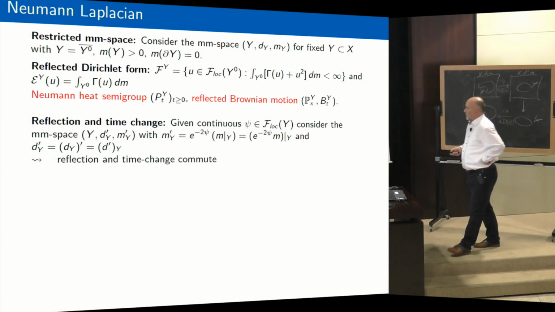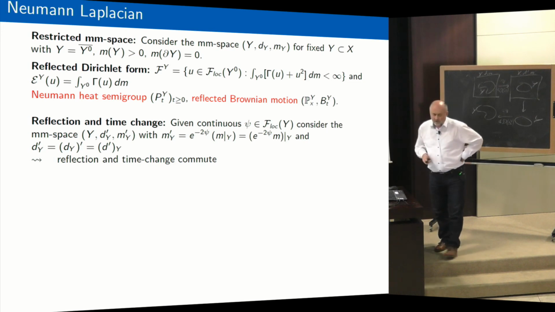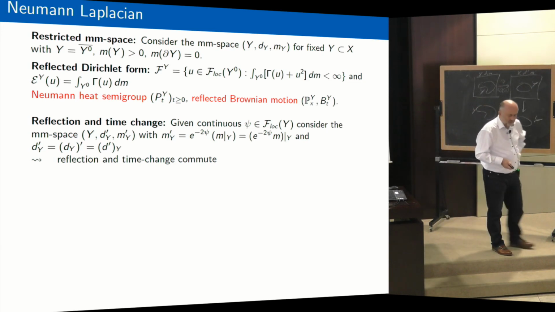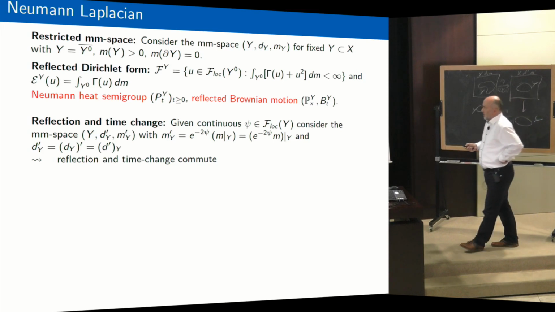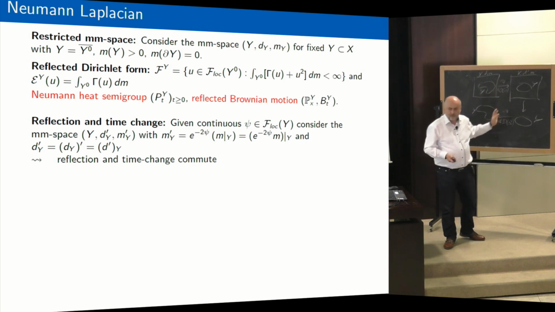So this is the object which is given. And it turns out that reflection and time change commute. So if you think of a measure and you restrict it first and give a weight to it, it amounts to the same as giving weight and restricting it, and the same for the distance. So in this respect, on the level of this metric measure space, you see that reflection and time change commute. So if we make this reflection and time change, it's clear that we end up with a correct object.